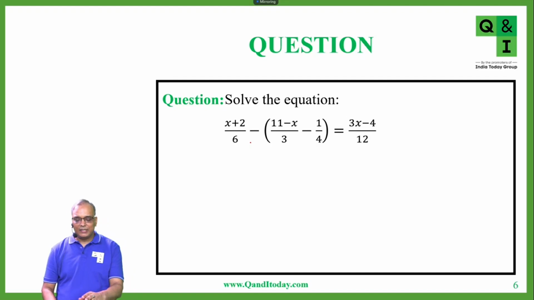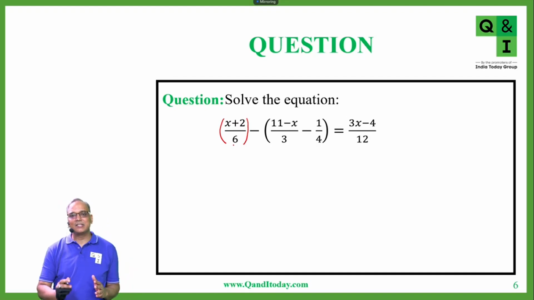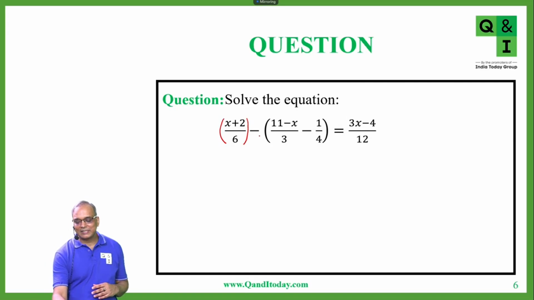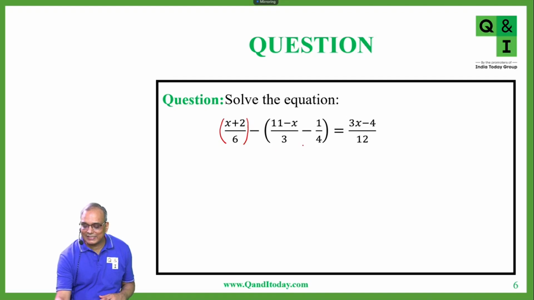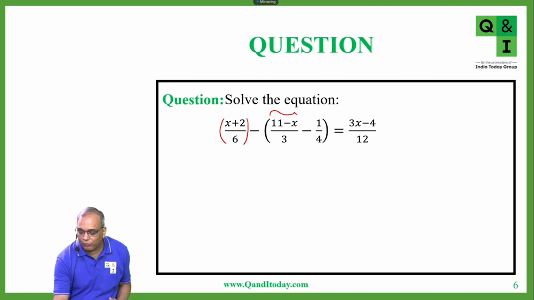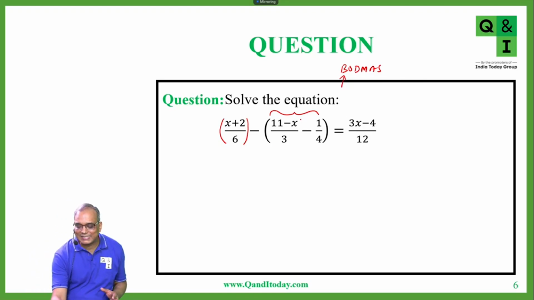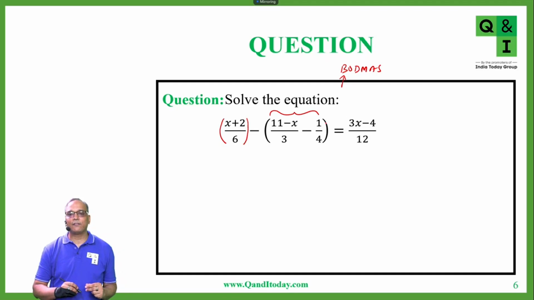Because you can see x plus 2 by 6, what we are going to do in the first step is keep these terms in brackets so that it becomes easier for you. So x plus 2 over 6 minus of 11 minus x by 3 minus 1 by 4. Now you can see there is a bracket already over 11 minus x by 3 minus 1 by 4. So first of all, when we solve for BODMAS, we know that the first operation which we have to take care of is the bracket. So the term which is inside the bracket, you will have to solve that first.